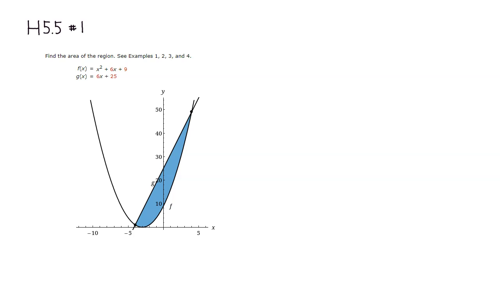It seems that it's going to go from -4 to, I would say +4, but let's make sure. We have to find those two points of intersection, so we're going to set them equal to each other. So you have x squared plus 6x plus 9, that's the f of x, and g of x is 6x plus 25.